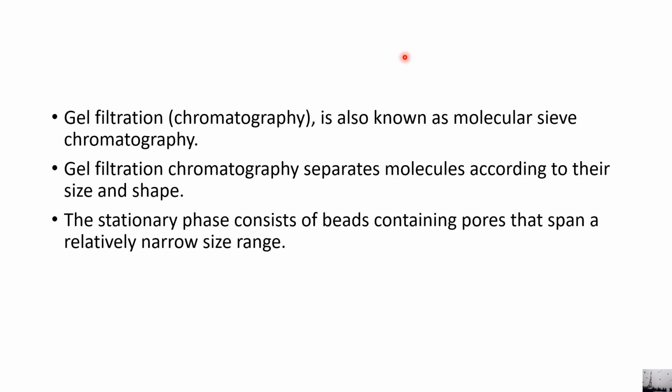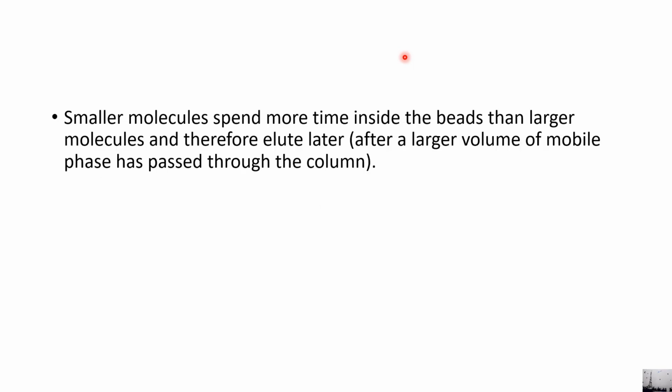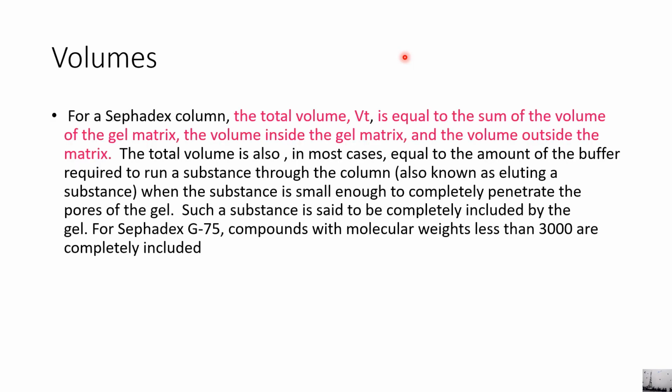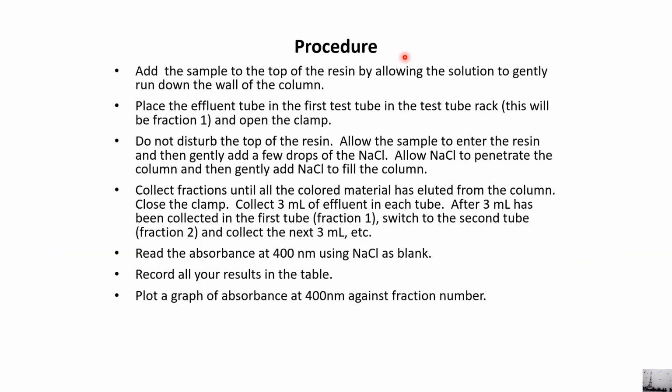So, as we said, gel filtration chromatography will separate molecules according to size and shape, and the stationary phase will contain beads containing pores that span a relatively narrow size range. Smaller molecules will go inside the pores and will take more time inside the beads than the larger molecules. We have talked about these things.